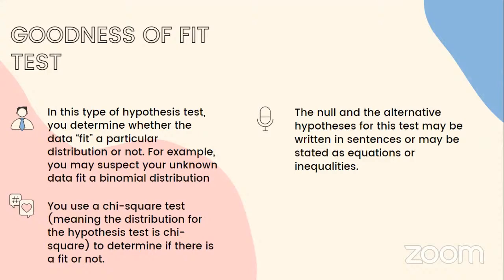For example, you may suspect the data fit a binomial distribution. You use a chi-square test, where the distribution for the hypothesis test is chi-square, to determine if there is a fit or not. The null and the alternative hypothesis for this test may be written in sentences or may be stated as equations or inequalities.